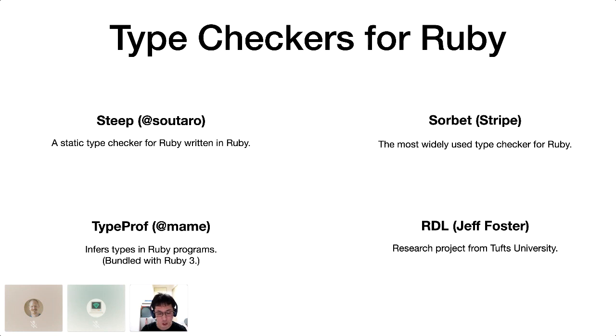Another type checker I should mention is RDL. It is a research project, and the development team is led by Professor Jeff Foster. They published some research papers about type checking for Ruby using the tool. So it means that we have at least 4 type checkers for Ruby today.